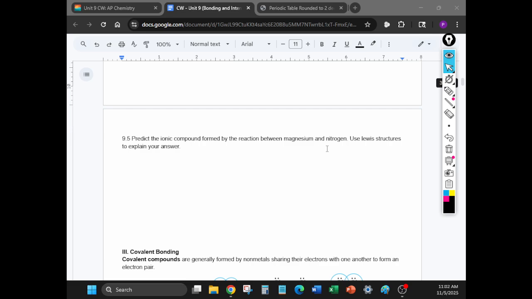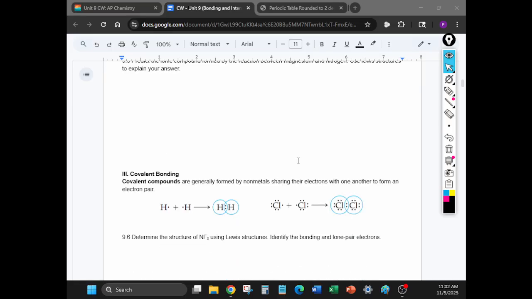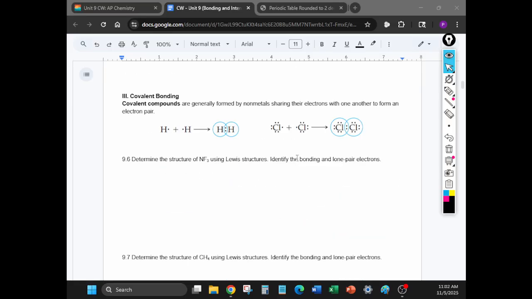Okay. We are going to skip 9.5 because that's pretty simple. And now we're going to get into, I guess, the meat of this unit. Covalent bonding. Covalent bonding is between nonmetals, and the key thing is that they share electrons with each other in order to form an octet.